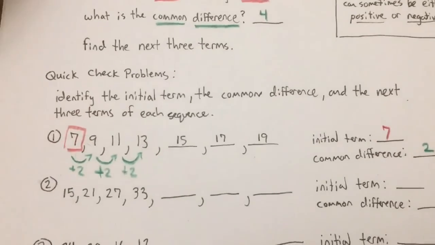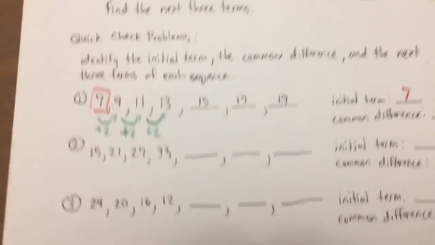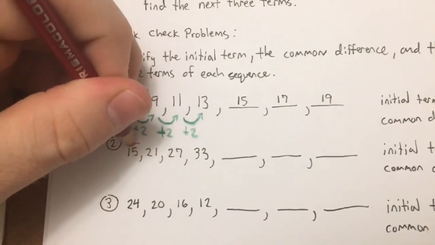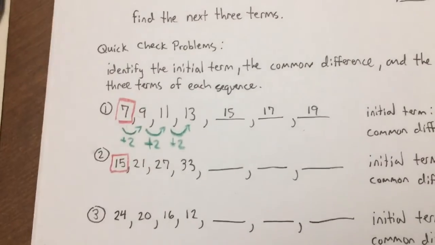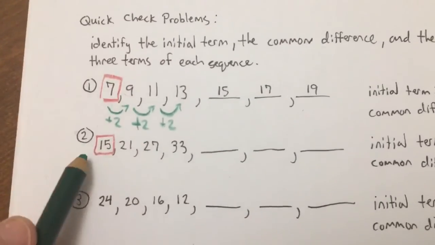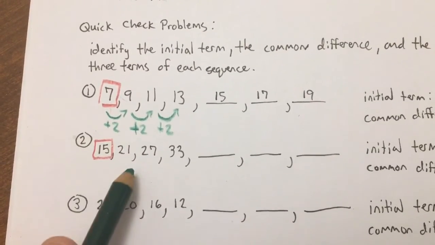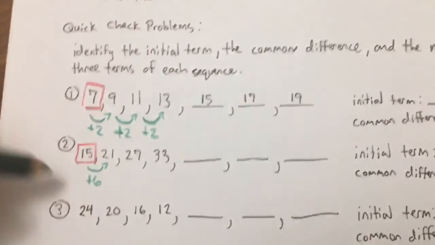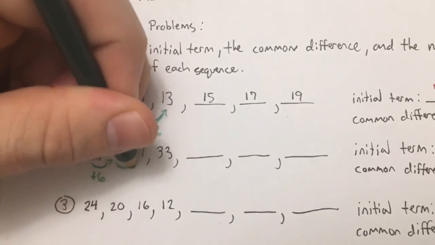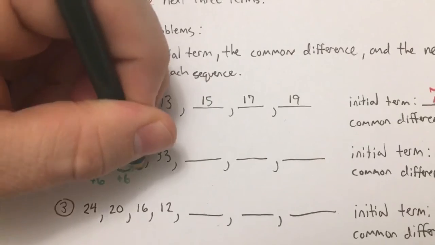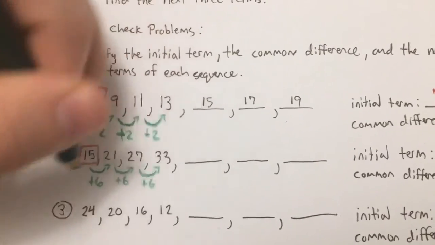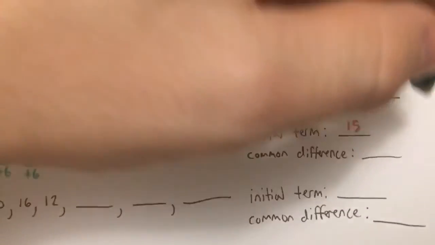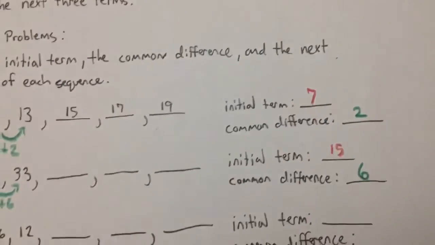Let's try number 2 out. So the initial term, as you guessed it, would be the first number here, 15. And if we take a look at the common difference, well, again, this sequence is increasing. So it looks like we would add by 6 every single time. So add 6 again, and then add 6 again. So that is consistent. So our common difference is positive 6.